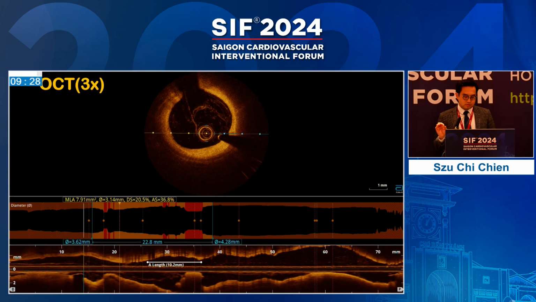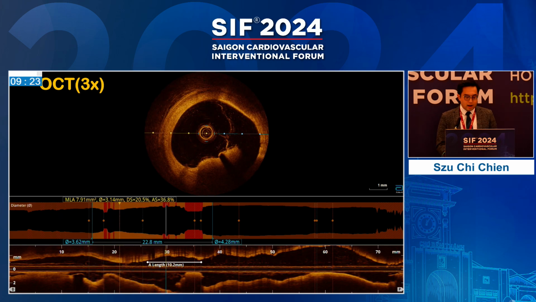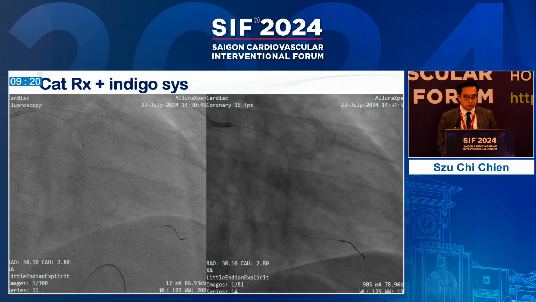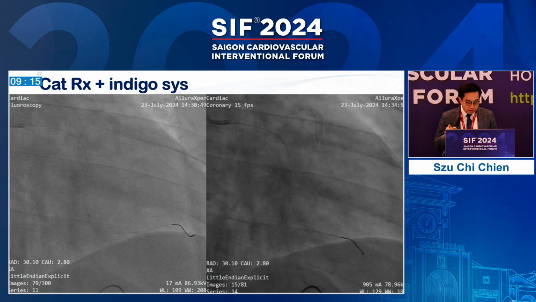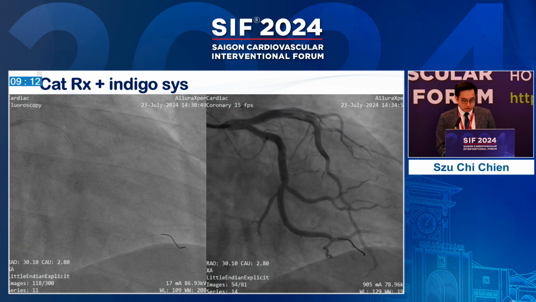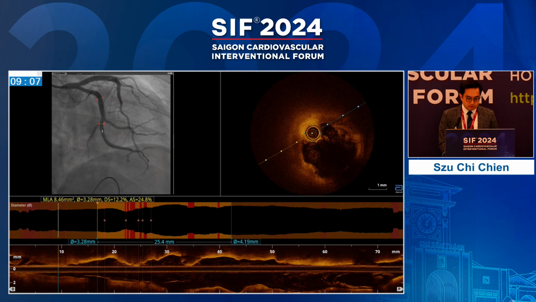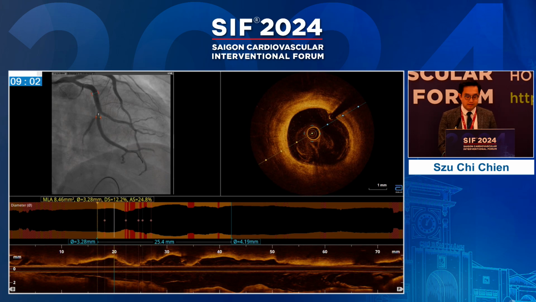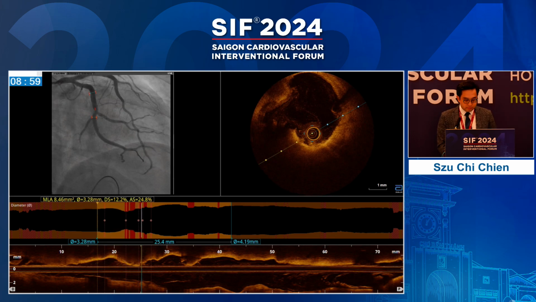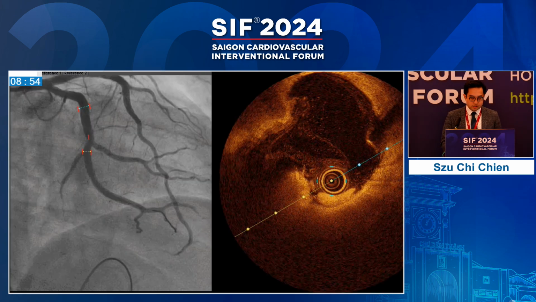This OCT still shows some thrombus, so we may not see very clearly. So I use the KRX to do some thrombo aspiration again. After that, as you can see, it's more clear. So I do the OCT again. So we can see why this patient got STEMI. It's the OM here. I think it's plaque rupture, just above the OM area.